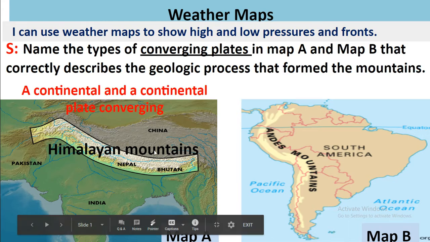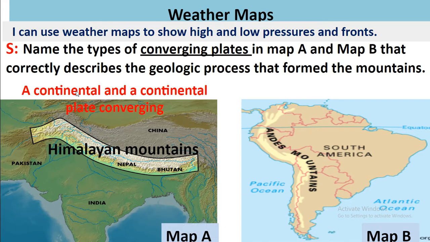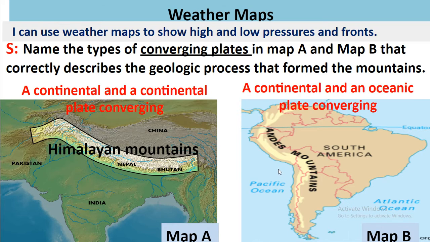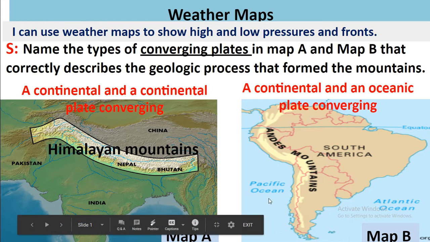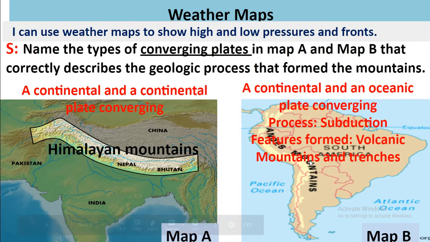So again, here in Map A, it's a continental plate converging, and we get the Himalaya Mountains. Here, it's a continental and oceanic plate converging, and the process is called subduction, when the oceanic plate goes underneath the continental plate, forming volcanic mountains and trenches.